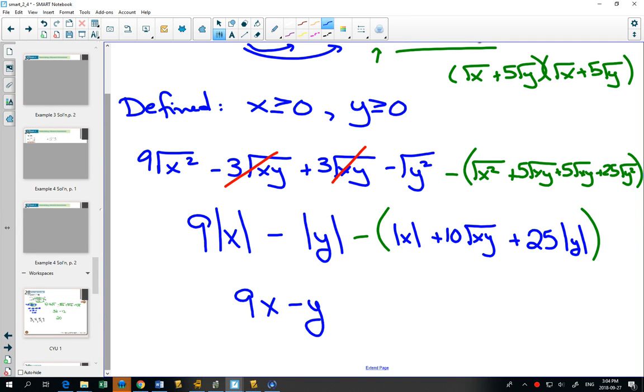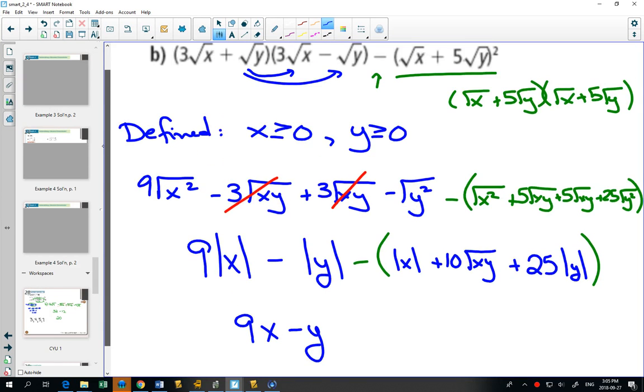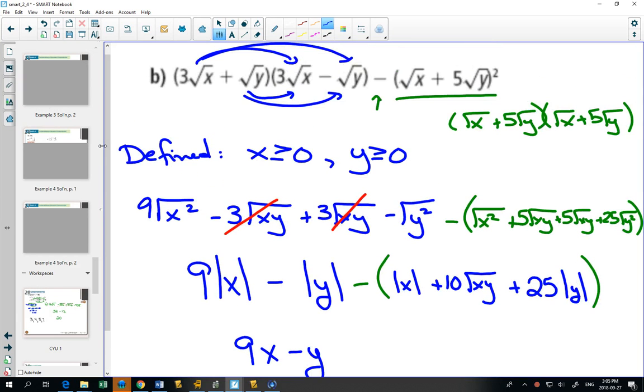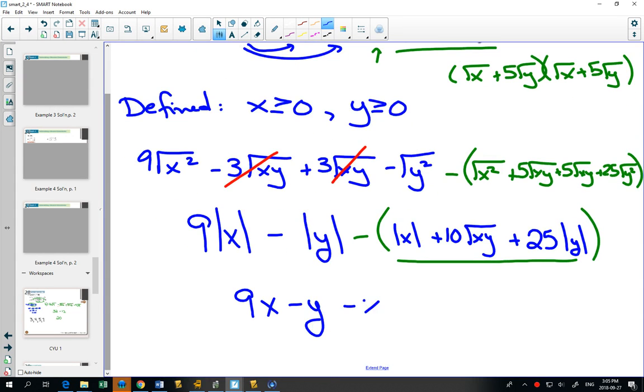And the reason these brackets are important, where I said in the past 80% of students make the following mistake, is they forget that they have to distribute the negative to all of them. Since you are subtracting all of this, you need to subtract all of this. In algebra, when you subtract more than one term, that negative goes to each item. And so we have minus x minus 10 root xy minus 25y.